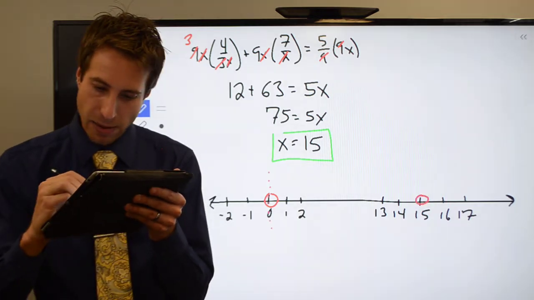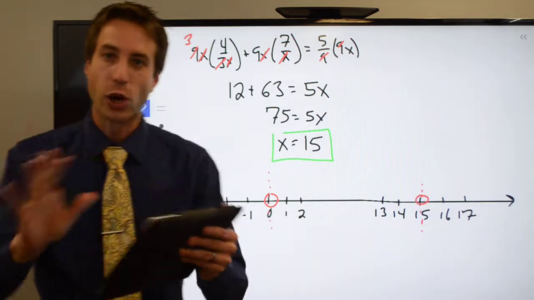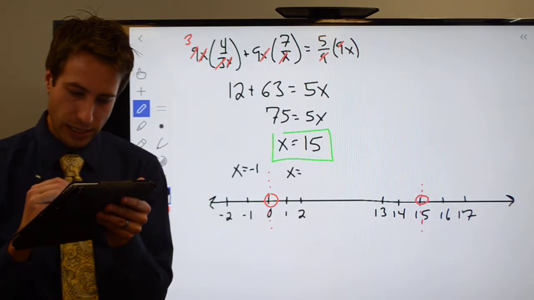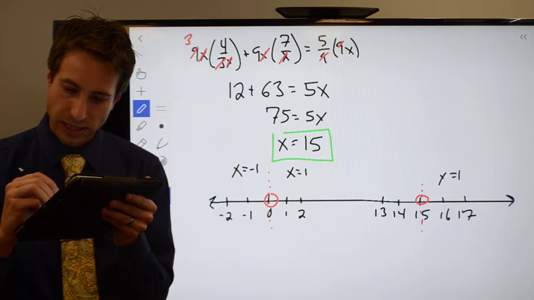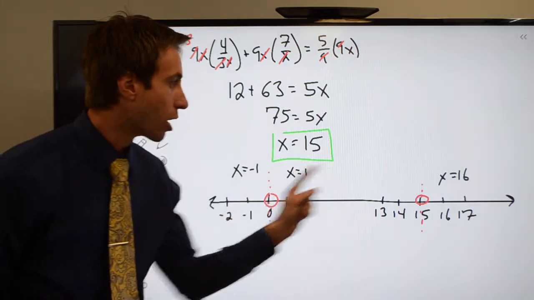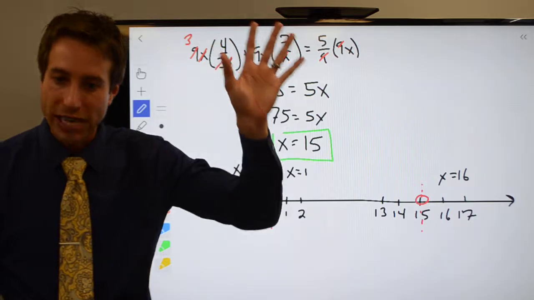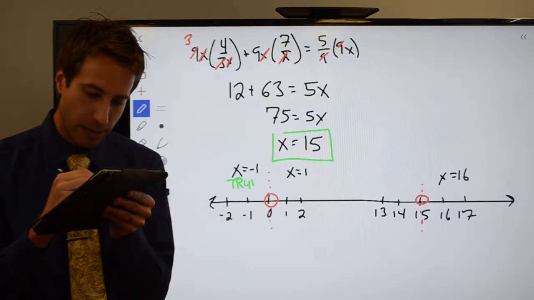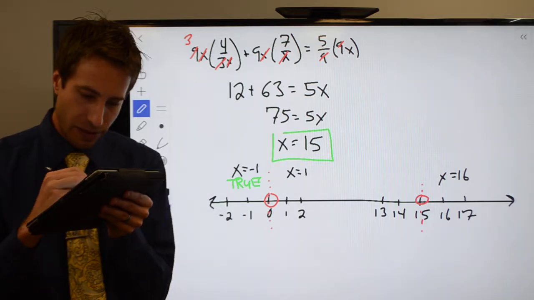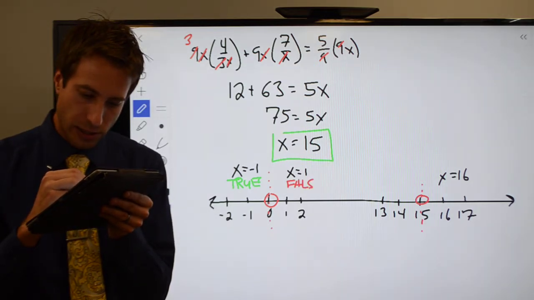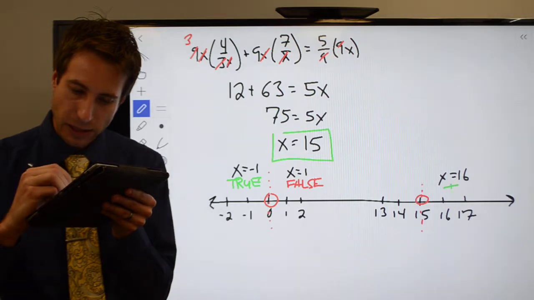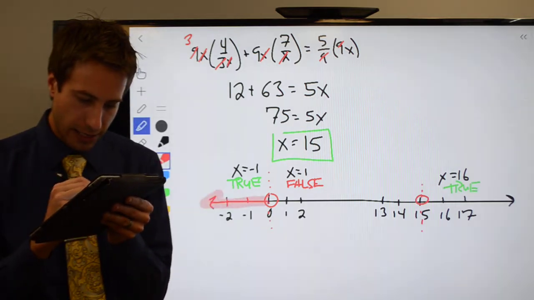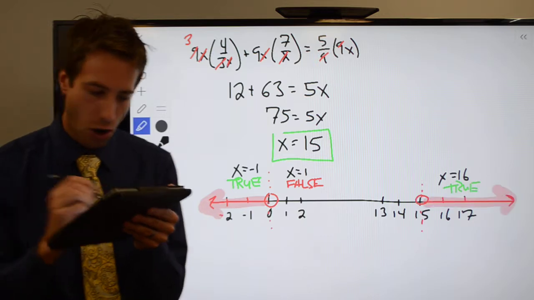That splits my number line into intervals. Go ahead and pick some easy values. Let's do x equals -1, x equals 1, and x equals 16. Again, remember, you just plug those values into the original inequality. If you did so, you would get that this one comes out to be a true statement, this one comes out to be a false statement, and this one comes out to be a true statement. So we shade our number line. That's all good.